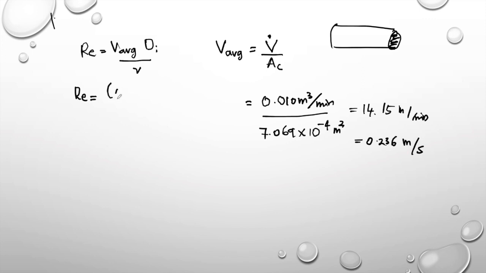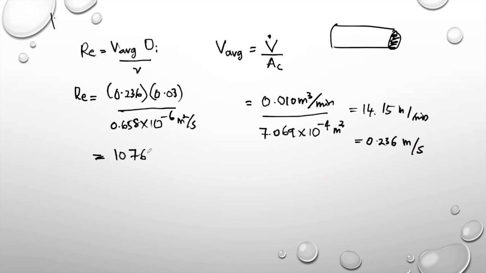So you substitute into the Reynolds number equation. V average is 0.236 times diameter 0.03, divided by kinematic viscosity. You will get your Reynolds number of about 10,760, and this is turbulent flow.